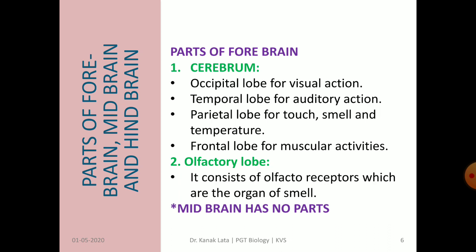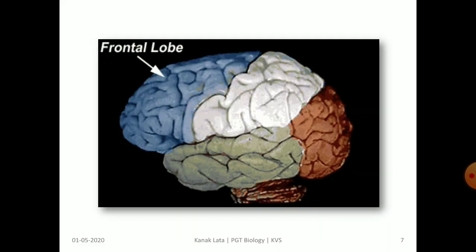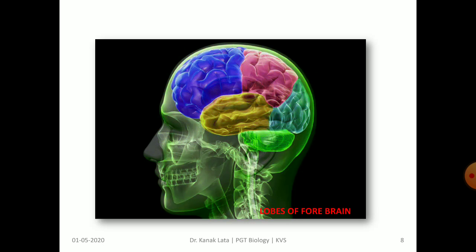Here midbrain has no parts. Now observe this figure where the position of frontal lobe, parietal lobe, occipital lobe and temporal lobe are shown here. Here also the different lobes of forebrain are distinguished clearly.